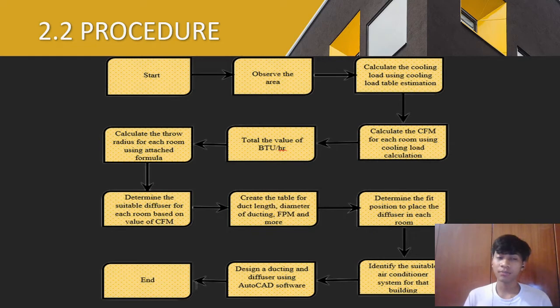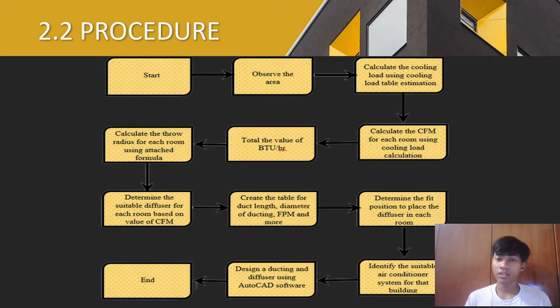So this is the procedure that I made myself to create the ducting length. The first one, I observe the area. I observe the whole building, and I observe each room. After that, I calculate the cooling load using the cooling load estimation table that I mentioned before. After that, I calculate the CFM for each room using the cooling load estimation, and then I total all the values of BTU per hour.